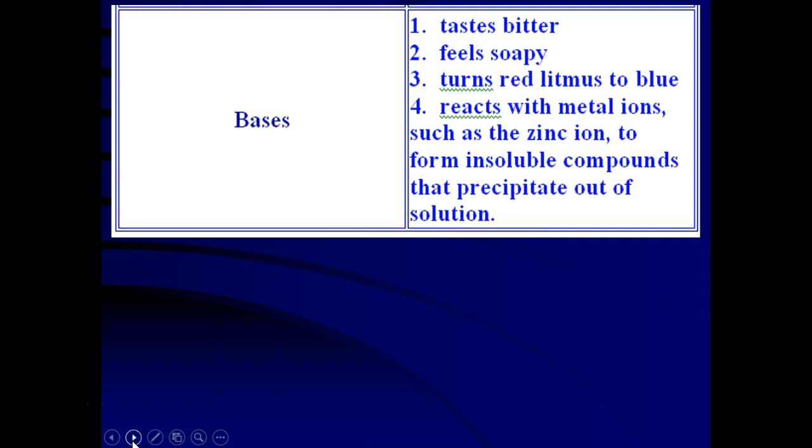Now, just like acids, bases will also react vigorously with metals, particularly powdered metals, but instead of releasing hydrogen gas, they actually go and produce a precipitate. Substances inside that solution will actually become insoluble and fall out of solution. We call that a precipitate.